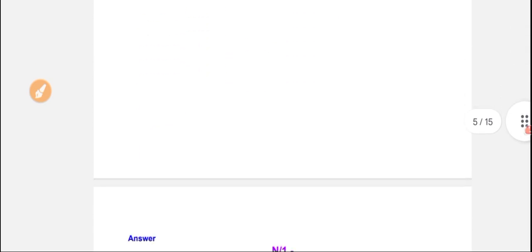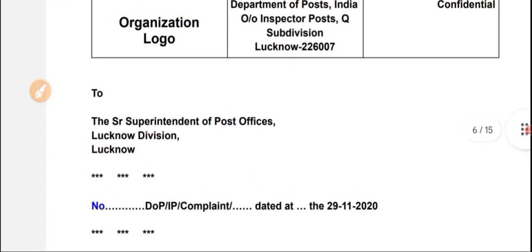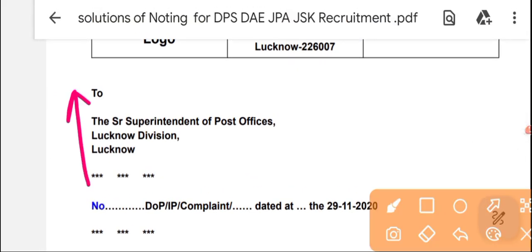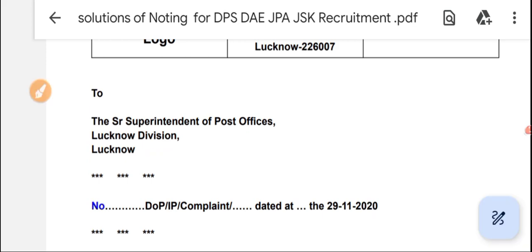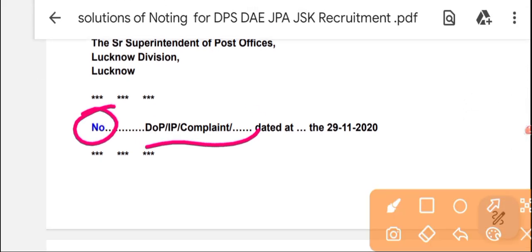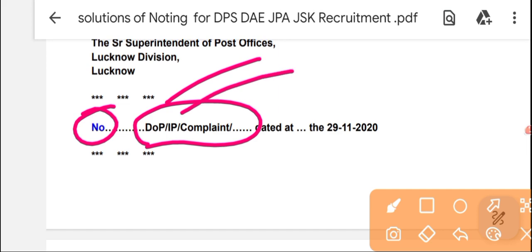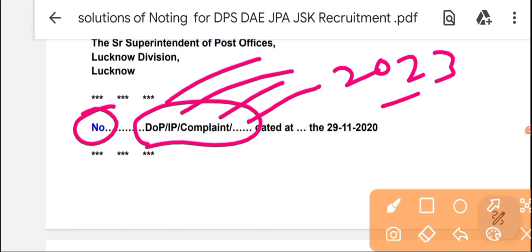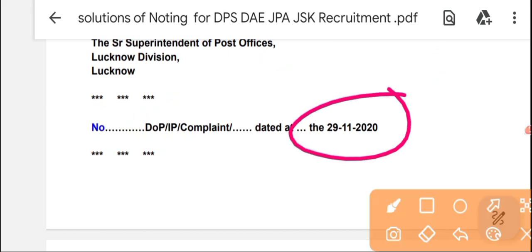Inspector of post office. Here you will write to your Senior Superintendent of Post Offices, Lucknow division. In Lucknow, you may write any location with your pin code. And here will be the file number. That may be assumed: organization start code, department of the post, investigations, inspector of post, complaint, fraud, anything may be written. Then you will write 2023, public, anything may be written. After that, one date will be immediately the date of your reporting to your senior.